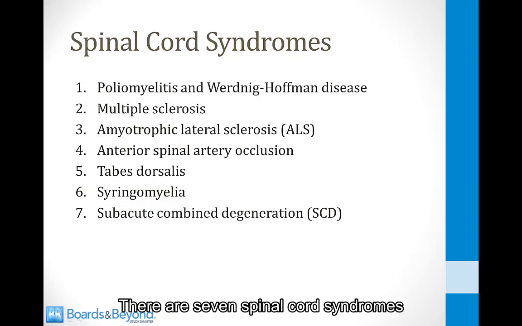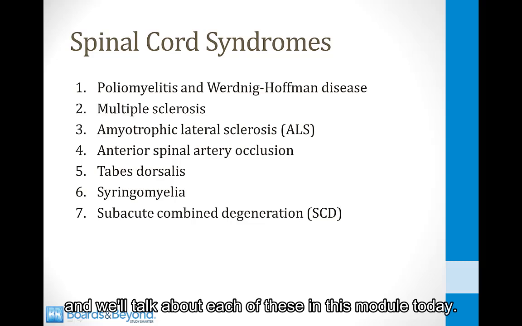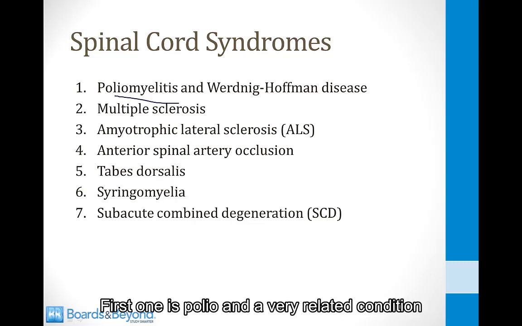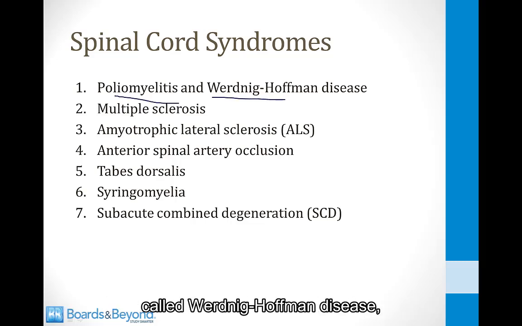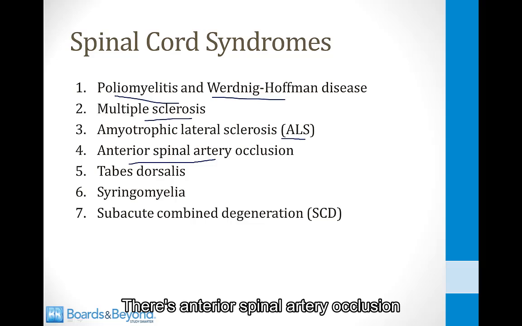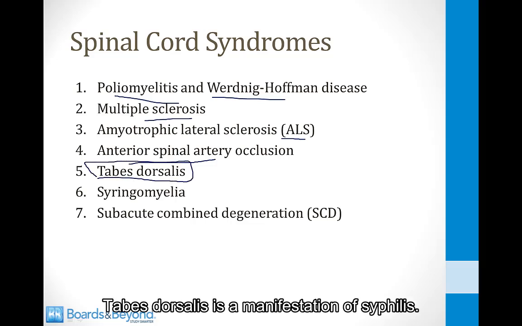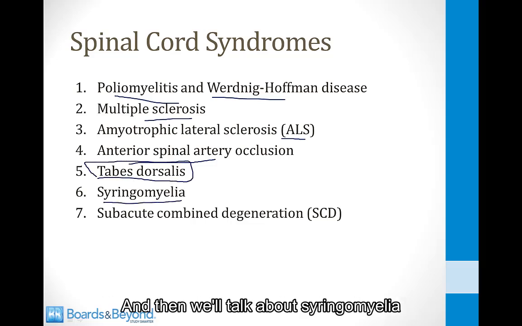So there are 7 spinal cord syndromes that you should know as a medical student, and we'll talk about each of these in this module today. First one is polio and a very related condition called Wernicke-Hoffmann disease, multiple sclerosis, ALS, there's anterior spinal artery occlusion, tabes dorsalis is a manifestation of syphilis, and then we'll talk about syringomyelia and subacute combined degeneration.